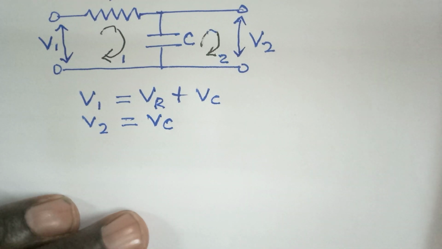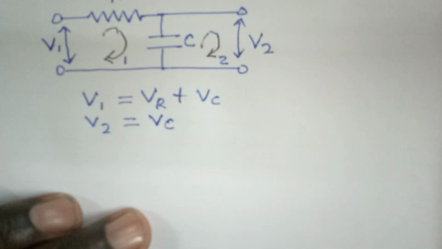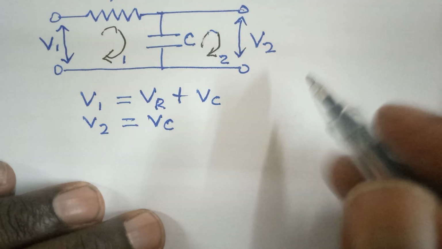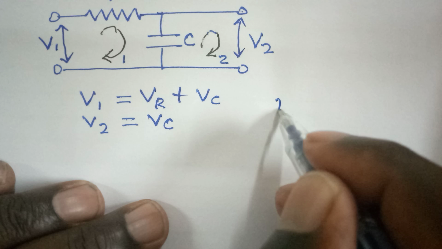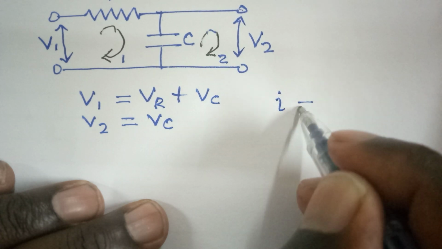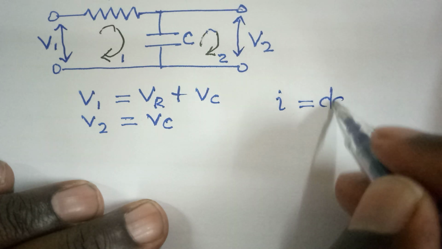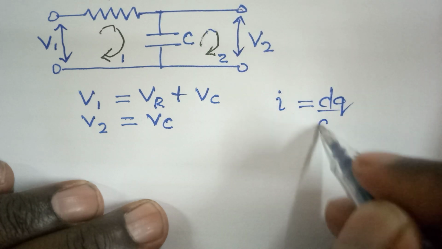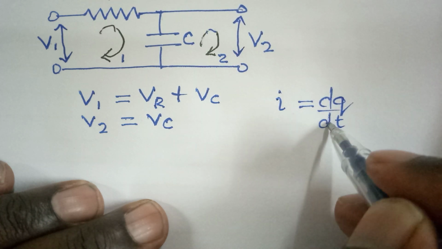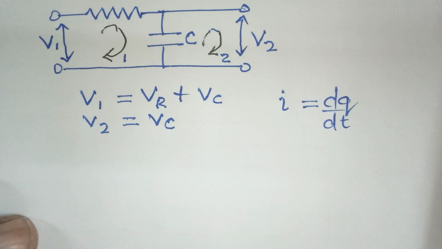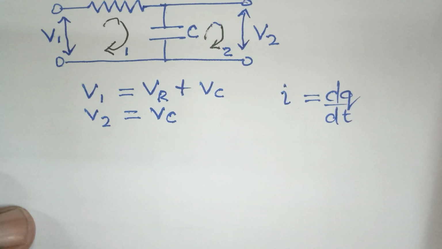After we have gotten that, we need to remember this equation. Let me write it here: the current I is equal to dq over dt. That is, the rate of flow of charge is the same as the current. So we take that in mind.